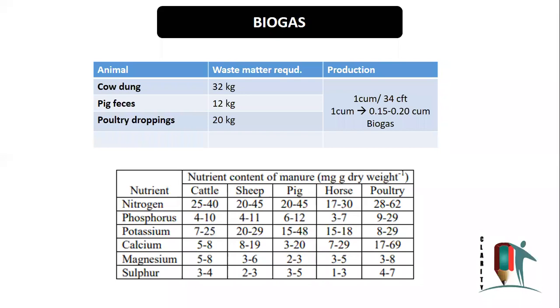Except one thing: calcium is also highest in poultry, but magnesium is less. Magnesium is highest for cattle, with a range of 5 to 8, while for poultry the range is 3 to 8. So if magnesium is asked, it is highest for cattle. You just observe where it is highest, and that will be sufficient for your examination. They won't ask the exact data for each of these animals, either cattle, sheep or pig.